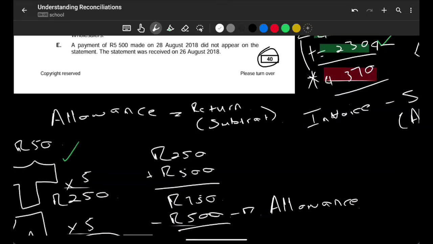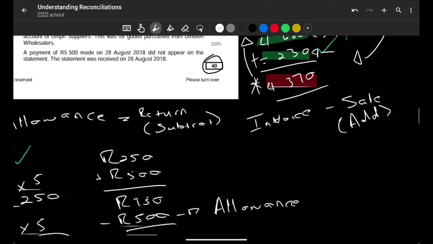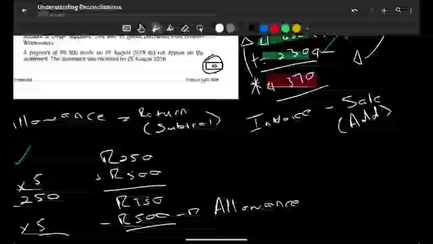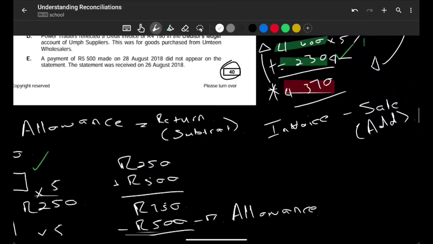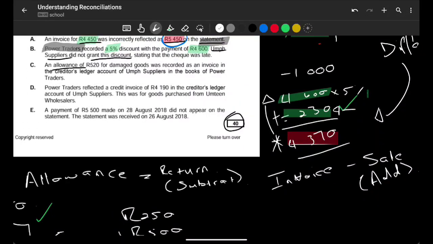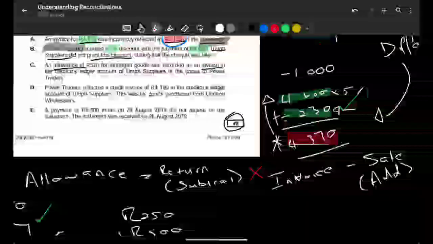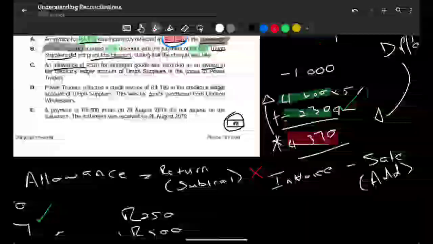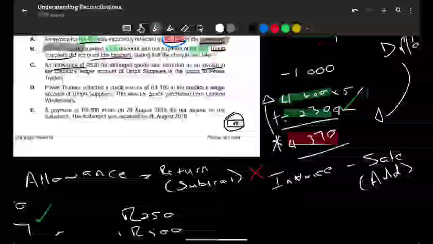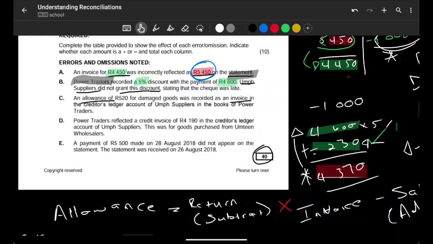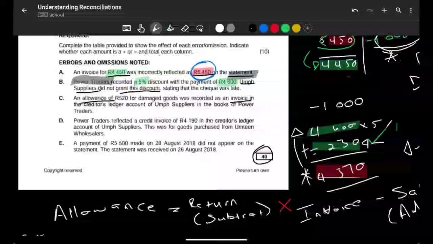Allowance is a return, we subtract. Invoice is a sale, we add, right? Remember that. So now they're saying that an allowance of 520 rand for damaged goods was recorded as an invoice. Do you see that these two do not add up? This doesn't make sense. A return cannot be considered a sale. So now we know that there's a mistake that was made here. Let's find out what else they say.